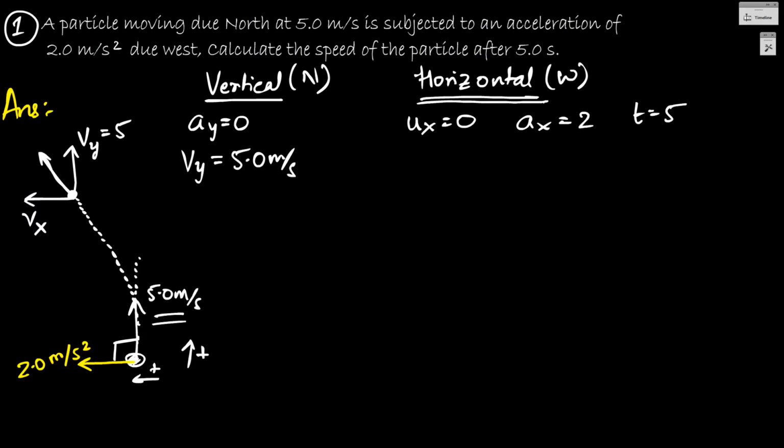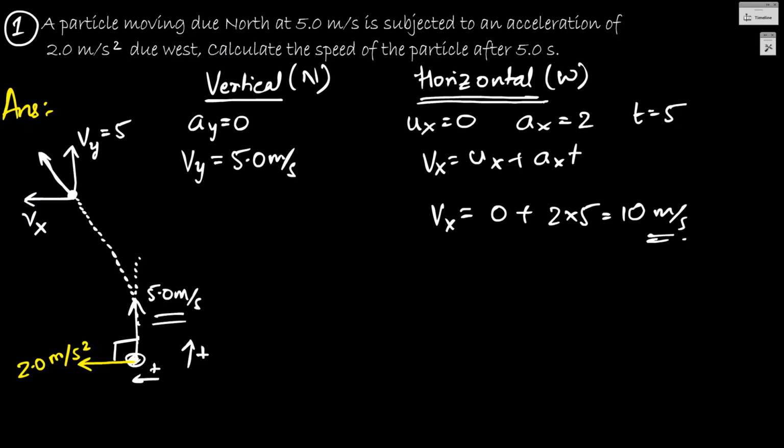Therefore, we can use Vx equals ux plus ax times t. So final velocity is the initial velocity plus acceleration times time, which is 10 meters per second. Therefore, the velocity over here is 10. We now understand that the final velocity along the vertical is 5, and along the horizontal is 10. So what's the total velocity? We have to add them vectorially. And we have seen in the last episode how to do that.